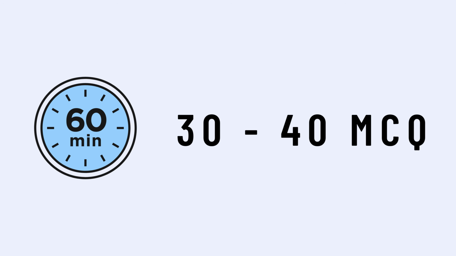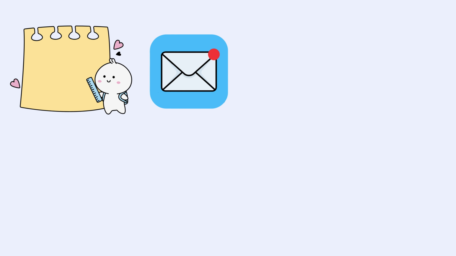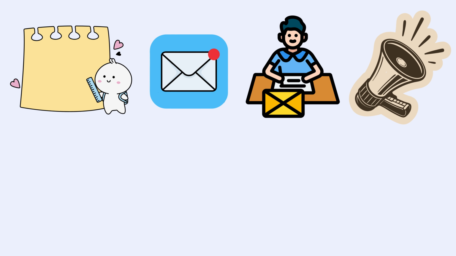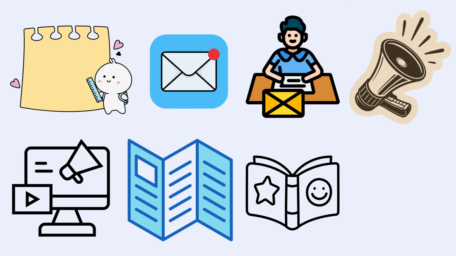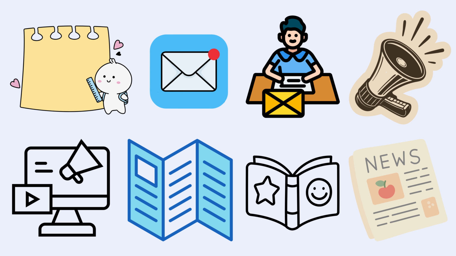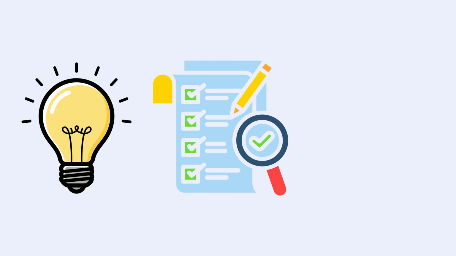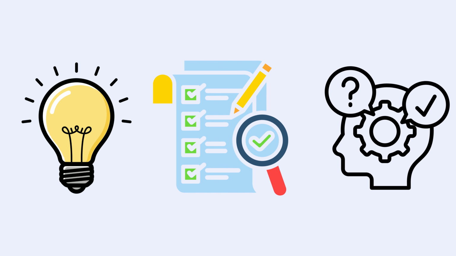This section gives you 60 minutes to answer 30 to 40 multiple choice questions. The passages you'll see include things like short personal notes, emails, pen pal letters, poster announcements, advertisements, brochures, and even short stories or newspaper articles. The questions will all be in English, asking you to identify the main idea, find specific details, infer meaning, or understand the purpose of the text.